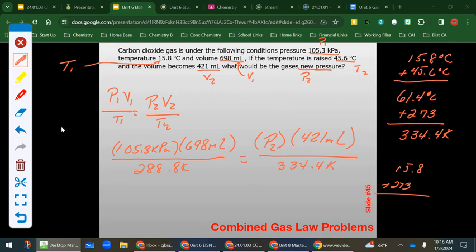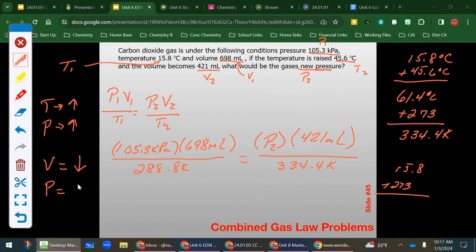Now, here's a question for you. What is happening to temperature in this problem? Increasing. What should that cause pressure to do? Increase. What is happening to volume in this problem? Decreasing. What should that cause pressure to do? Increase, sorry.